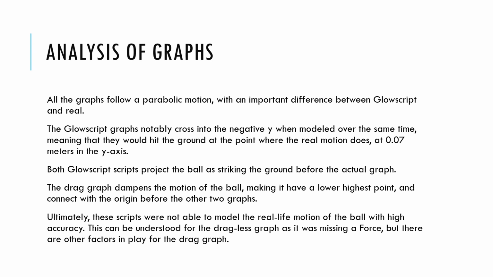So the most noticeable difference is that the GlowScript graphs have the ball hitting the ground far before it actually does, and crossing into the negative y when modeled for that same amount of time. And the drag graph has a more noticeable dampening effect on the motion than without drag, but both of them still fall short, even without drag. And they weren't able to very accurately model the real life ball's movement.